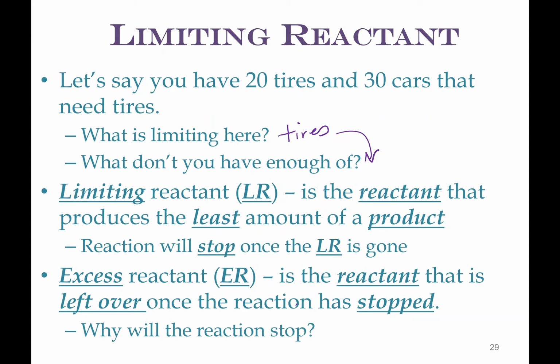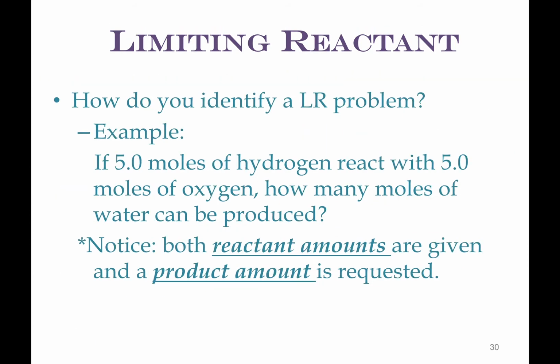For chemistry, we're going to have to do some math. We're going to have to be given information about the reactants and then asked about a product. So if we have a problem and it says it reacts with excess of something, they're telling you that that's the excess reactant, so you don't have to do the math to figure it out. So they're giving you that information up front.